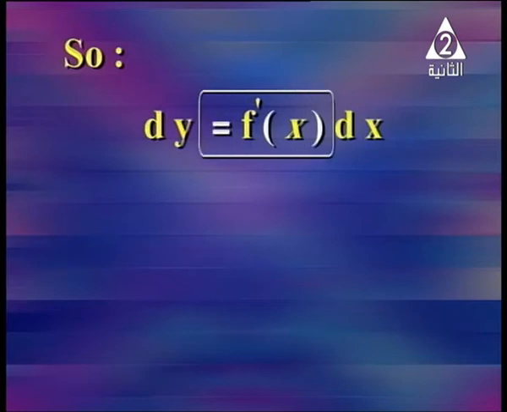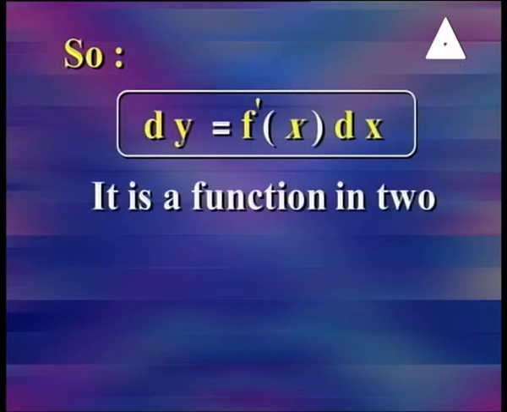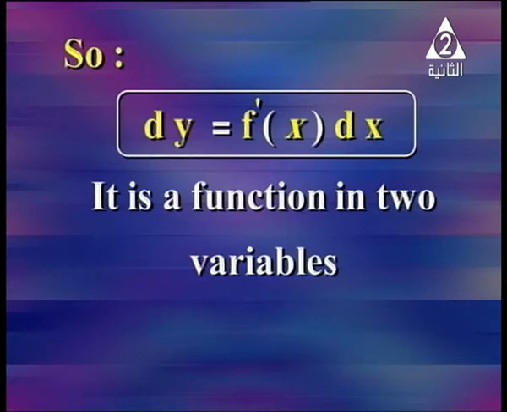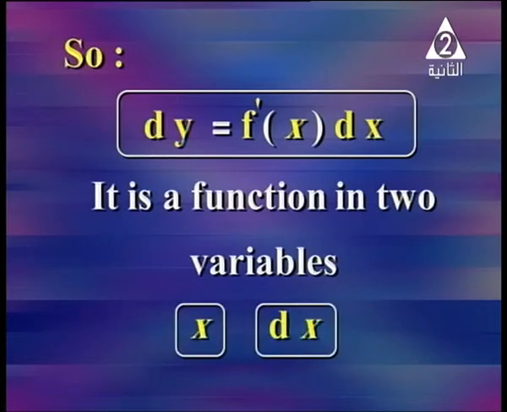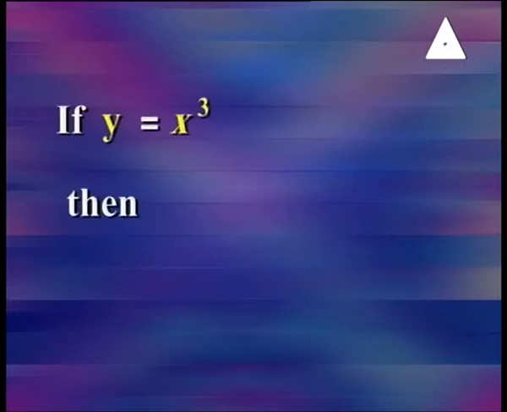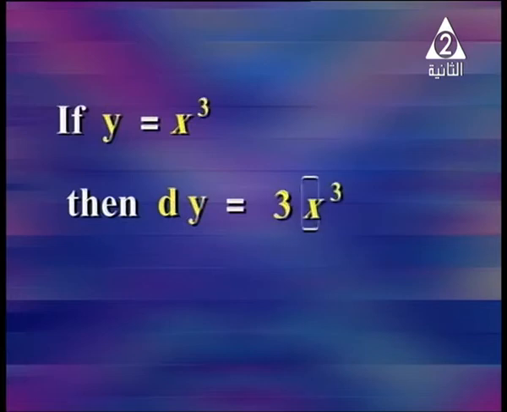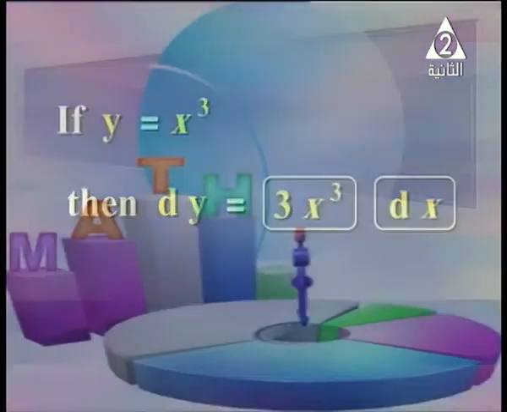So that dy equals f dash x dx. It is a function in two variables, y and x and dx. Remember, dear student, dy equals f dash x dx. It's a function in two variables. What are the two variables? x and dx. If y equals x power 3, then dy equals 3x power 2 dx. These two symbols x and dx.